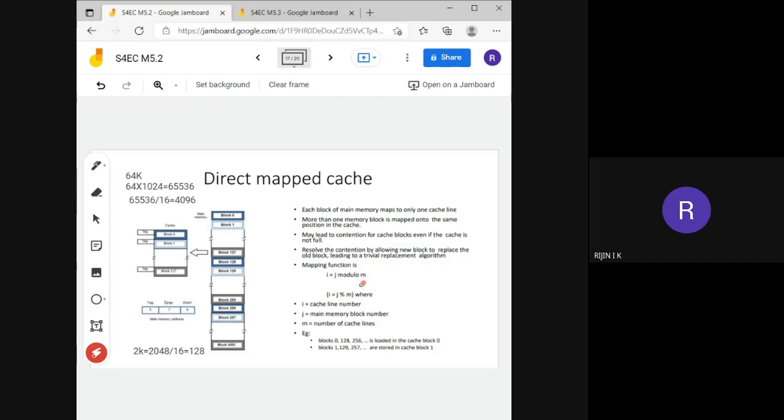So this is the mapping function: i = j modulo m. Here i is the cache line number, j is the main memory block number, and m is the number of cache lines present in the cache memory. These are the examples: block 0, block 128, block 256, and so on are loaded in cache block 0. Similarly, block 1, block 129, block 257, and so on are stored in cache block 1.